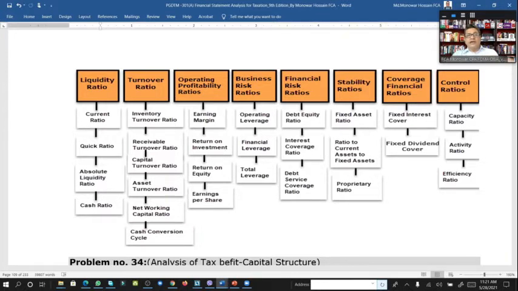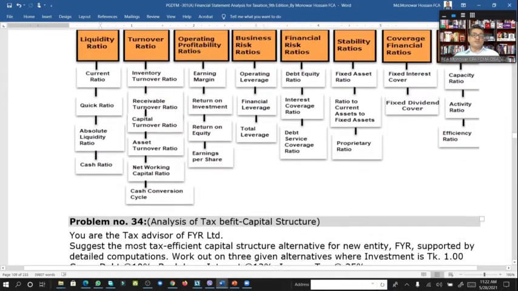We have seen operating leverage, financial leverage, also calculating the total leverage, and financial risk factor, debt equity ratio, interest coverage ratio, debt service coverage ratio, and stability ratio. We have seen fixed asset ratio, ratio of current asset to fixed asset, proprietary ratio, and conversion financial ratio, fixed interest coverage, fixed dividend coverage, control ratio, capacity ratio, activity ratio, efficiency ratio. That type of ratio within the financial side for good decision making.